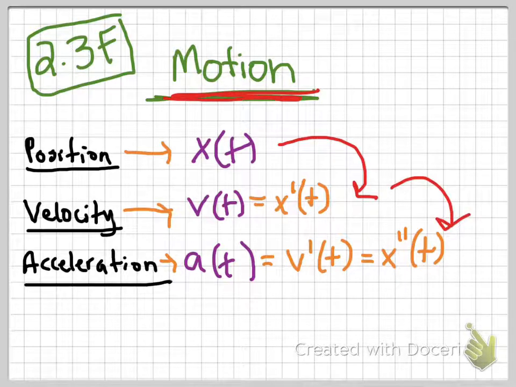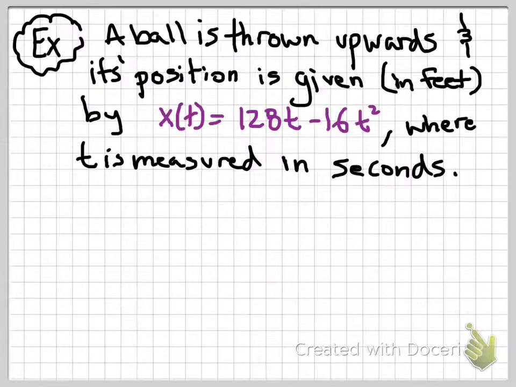Now the classic problems that we're going to be working on in class are these ones where something goes up and something goes down. So a ball or a rock or something gets thrown in the air and then lands on the ground. And when that happens, you usually get some sort of an equation. So here's a scenario. A ball is thrown upwards and its position is given in feet by x of t equals 128t minus 16t squared, where t is measured in seconds.